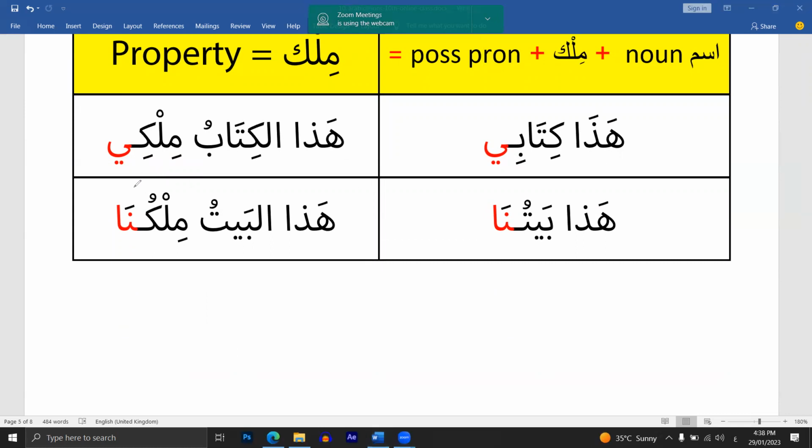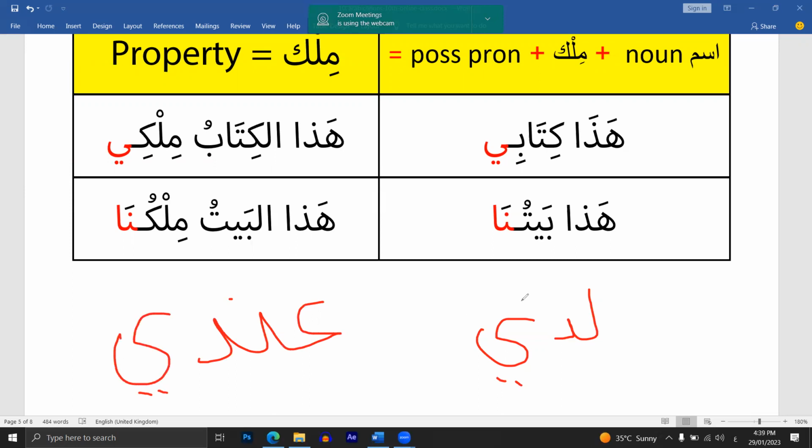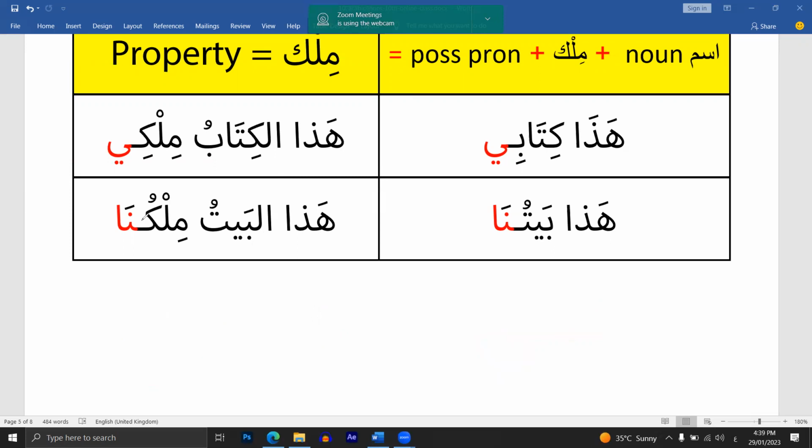Actually, this one I will repeat next week together with two adverbs, لدي and عندي. So I will explain it more widely next week. I just don't want to go deeper because today we have conversation. But don't worry about that. I will explain it later.